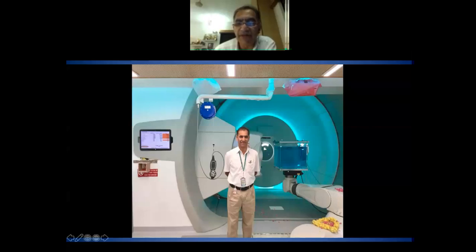VMAT, basically what happens is the machine is continuously revolving around the patient and continuously emitting radiation. So you're basically just shortening the treatment time on the machine. Otherwise, the basic underlying principle and concept even of VMAT is actually IMRT. So in institutions where they have equipment where VMAT is possible, they are able to treat a larger number of patients on the machine in a day because your treatment times are much less. That's one of the main advantages.